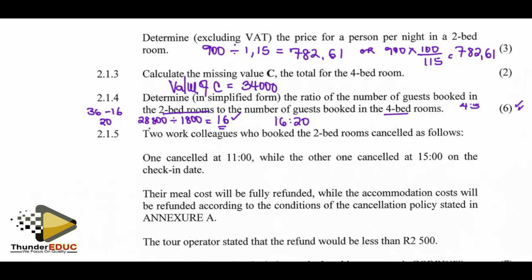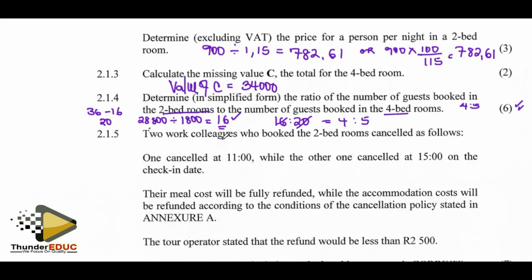Okay, so we need the simplest form. So we divide it through by 4. We get 4. The same number divided by 4, you get 5. That's how we got our ratio.